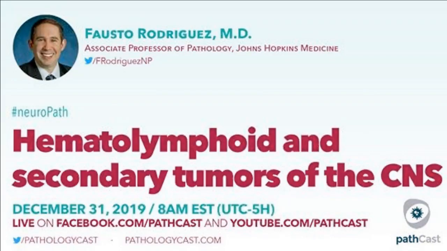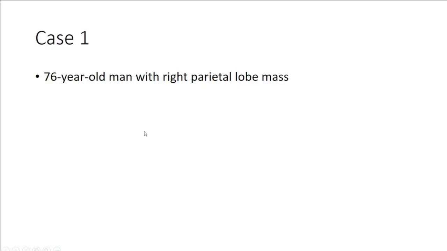Well, it's a pleasure to be with you again with another CNS topic. As I prepared this presentation, I noticed that there's a lot to cover, so I will not be able to cover everything that you need to know about this topic, but I will show some illustrative examples from my experience that I think will be helpful to approach these problems in general. So we can go straight to the cases. The first case is a 76-year-old man with a right parietal lobe mass.